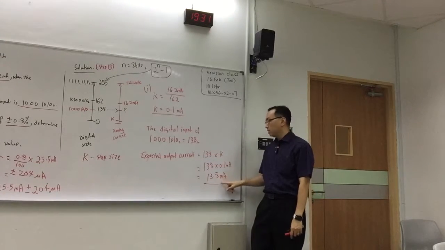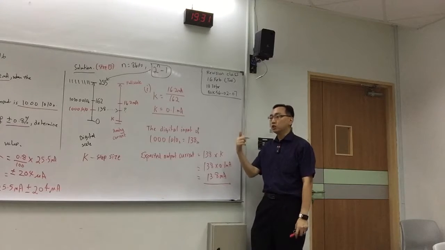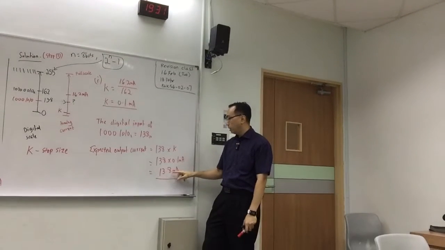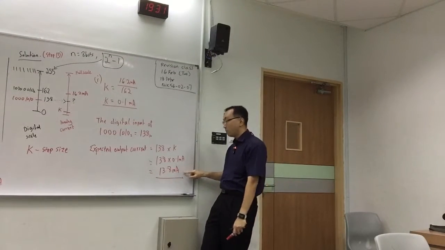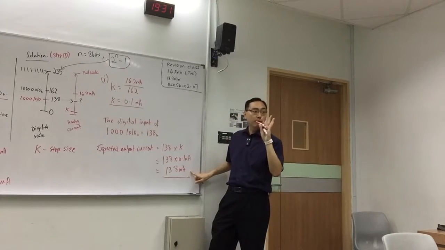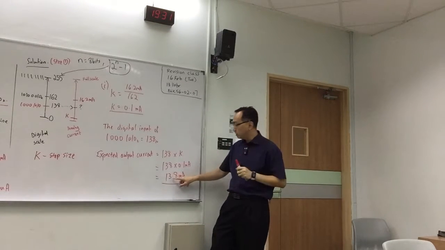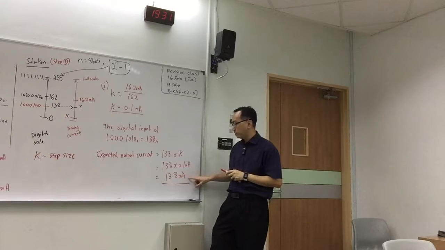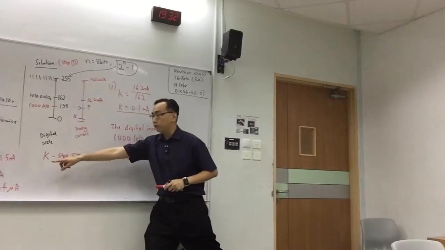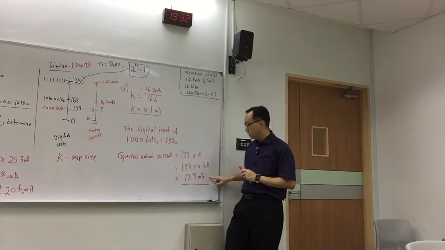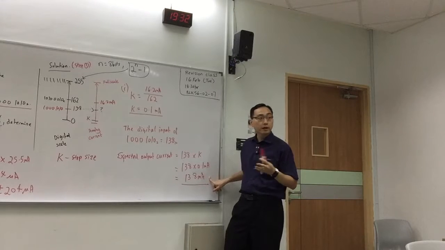So that means 13.8 is not the final answer. There's a range. You understand? Actually, that's a good point. This answer 13.8 milliamp has a plus minus, because this one will have error. Everything is not perfect. So what I should really write here is 13.8 milliamp plus minus 204 microamp. You know what I'm saying? Because there's an error.